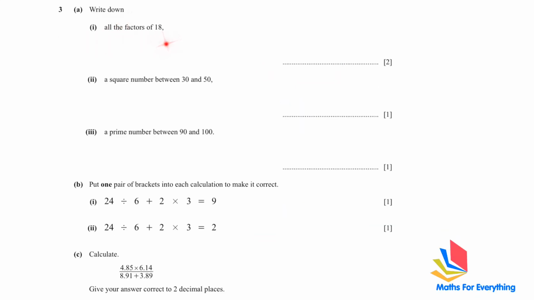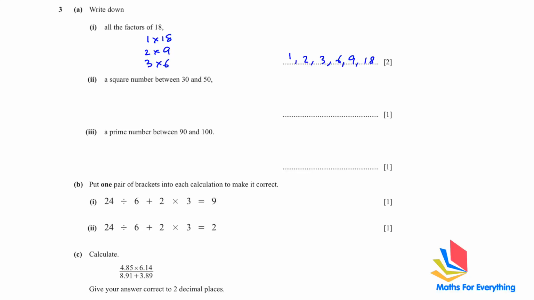Question number 3. Write down all the factors of 18. So factors of 18, which two numbers multiply to give us 18? 1 times 18, 2 times 9, and 3 times 6. So write them down. 1, 2, 3, 6, 9, and 18 are factors of 18.